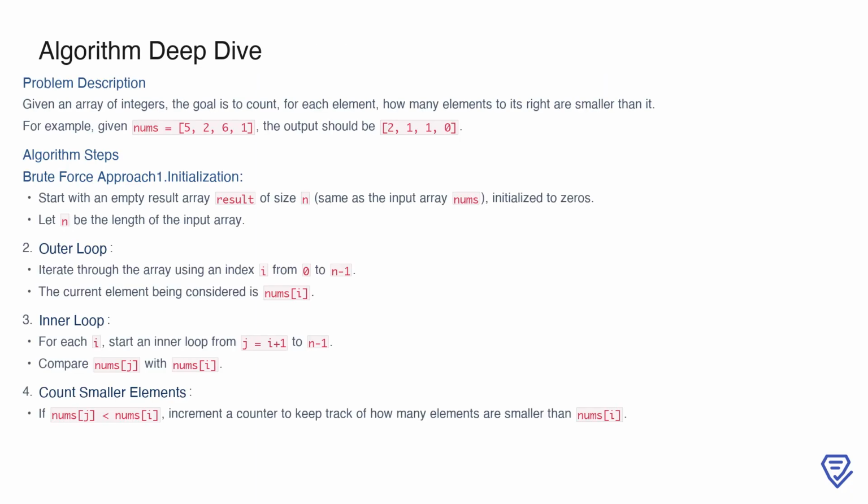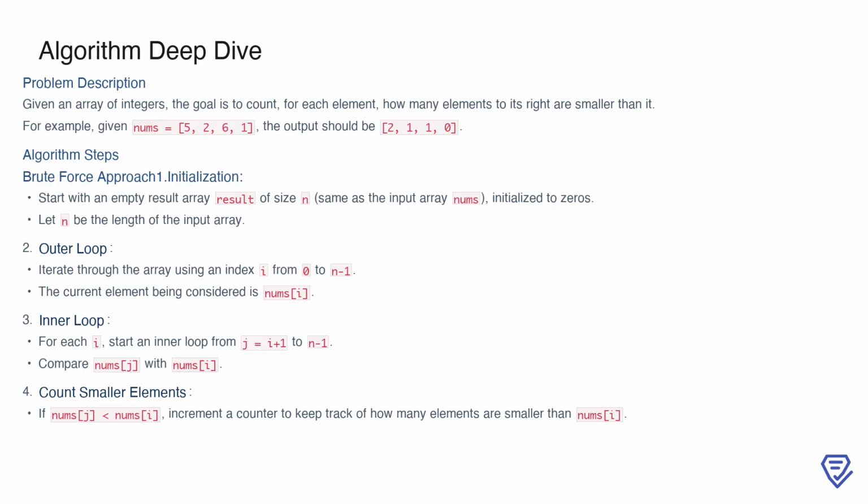To solve this problem, we are given an array of integers, and for each element, we need to count how many elements to its right are smaller than it. For example, with the input array 5, 2, 6, 1, the expected output is 2, 1, 1, 0, because for each number, we count the smaller numbers that appear after it.